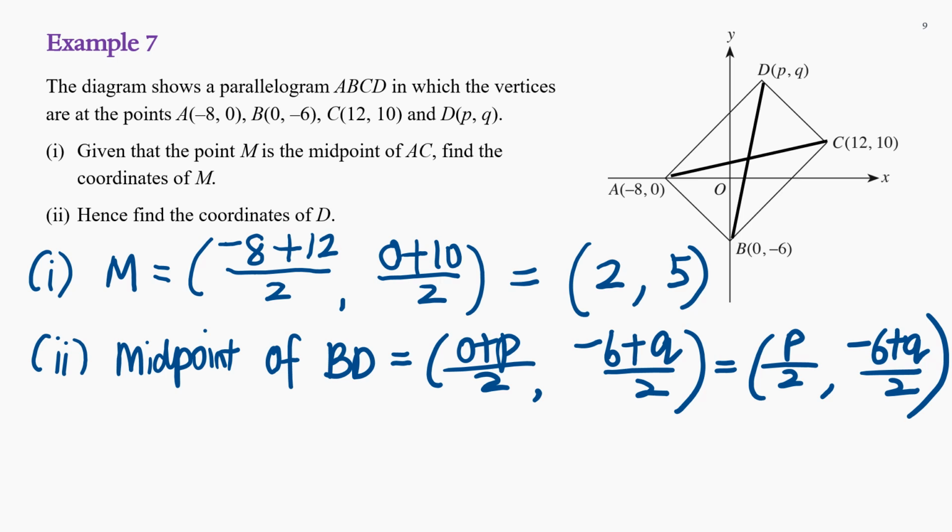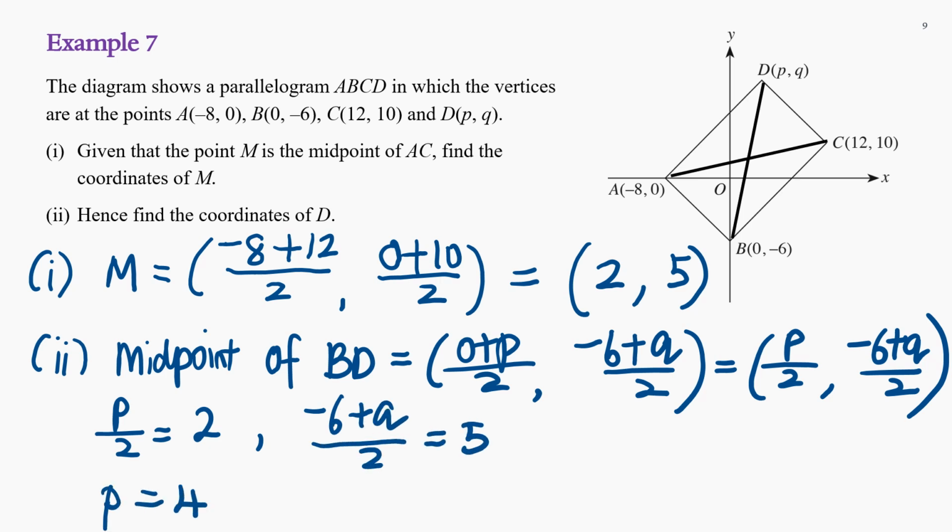So P over 2 will be equal to 2. That makes P equal to 4. Negative 6 plus Q over 2 equals 5. Let's make Q equal to 16. Therefore, your point D would just be 4, 16.